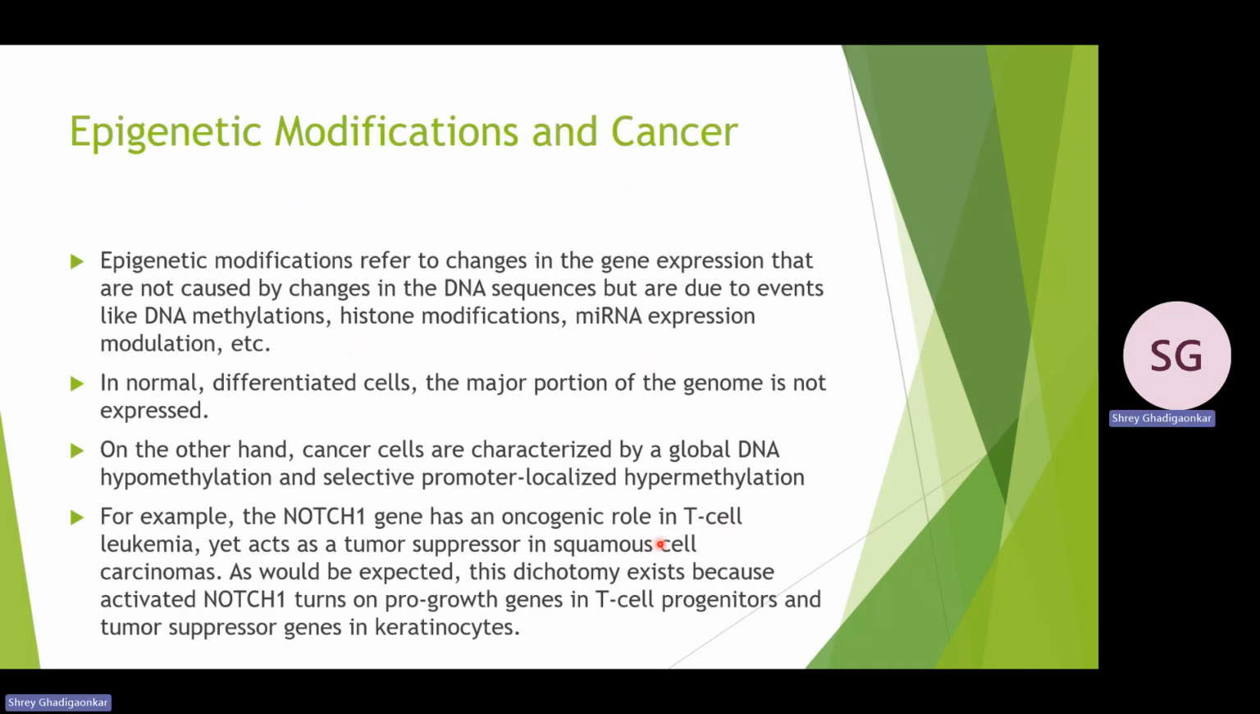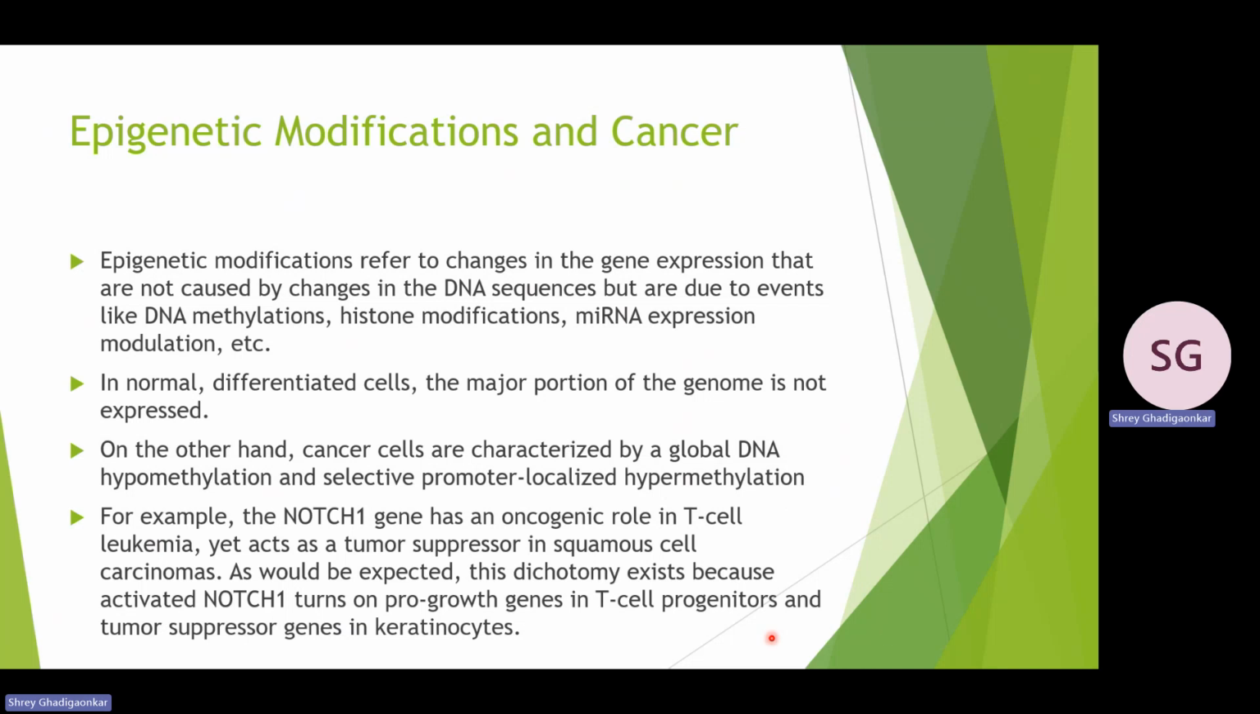And finally, last but not least, you have epigenetic modification in cancer. Epigenetic modification basically refers to changes in gene expression that are not caused by changes in the DNA sequence, but are due to events like DNA methylation, histone modification, etc. In normal differentiated cells, 80% of the genome is not expressed. These regions of the genome are usually silenced by DNA methylation and histone modifications. On the other hand, cancer cells are characterized by a global DNA hypomethylation and selective promoter-localized hypermethylation.